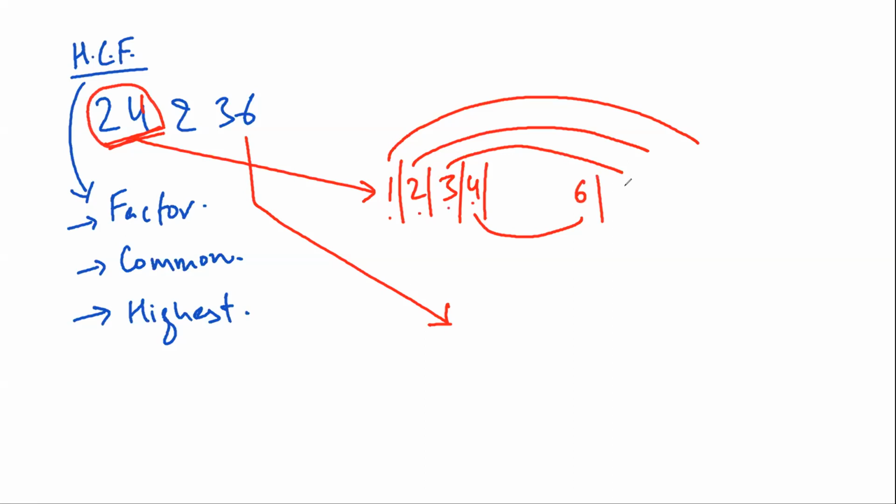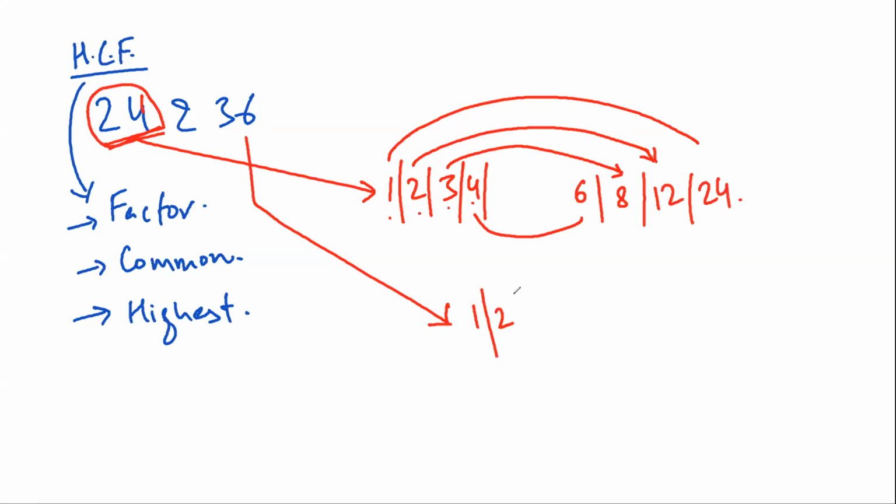And 3, 8. 8, 12. 12, 1, 24. Now let us have the factors of 36.